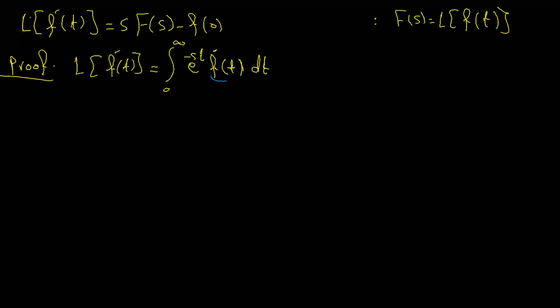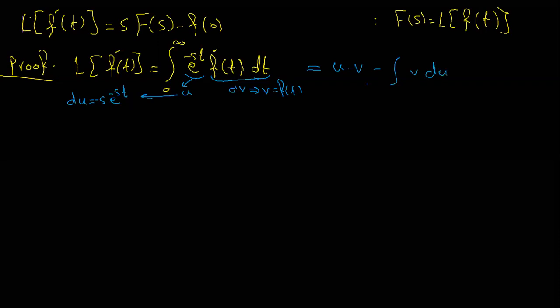Which one do you want me to choose to be dv? And which one do you want me to use to be du? Which one must be dv? The derivative f prime. So this is my dv. So the v, it is f of t. And this one, it is my u. So my du, it is negative s e to the negative st. And I remember the rule, it is uv minus integral of v du. Don't forget the limits from 0 to infinity.